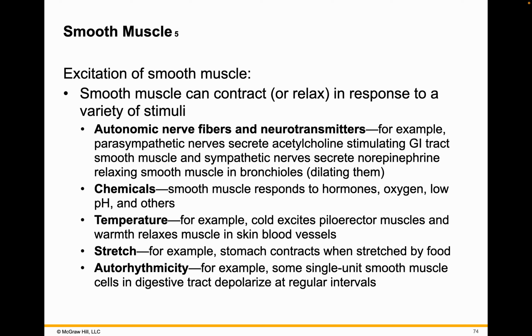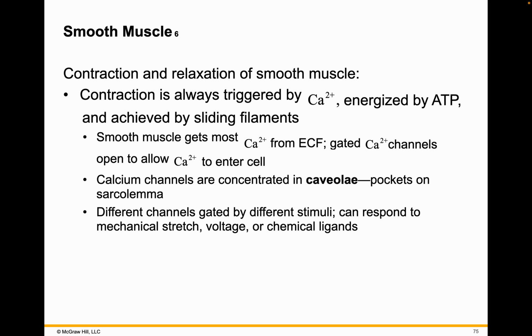The autonomic nervous system has nerve fibers and neurotransmitters. Parasympathetic nerves secrete acetylcholine, stimulating the GI tract smooth muscle, and sympathetic nerves secrete norepinephrine, which relaxes smooth muscle in the bronchioles. There are chemicals that they will respond to: low oxygen, hormones, pH, temperature. Cold excites piloerector muscles and warmth relaxes the muscle. Stretch: the stomach contracts when stretched by food. And many are autorhythmic, such as many of those in the digestive tract.